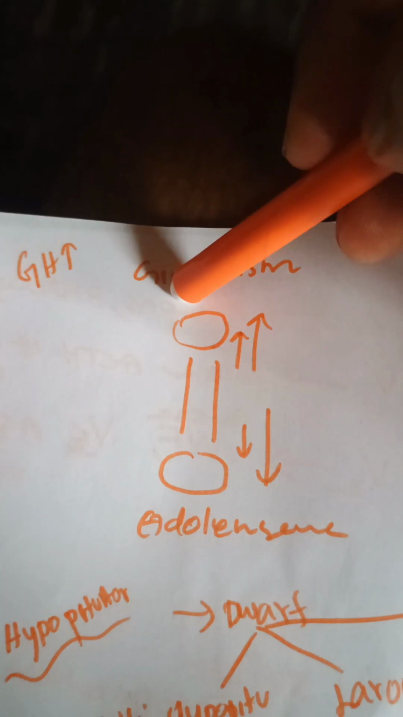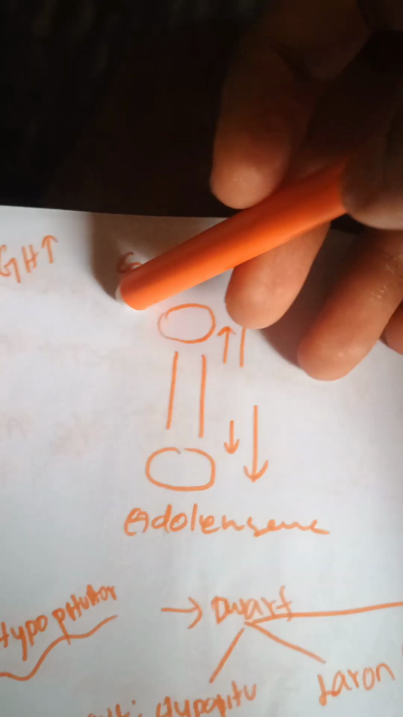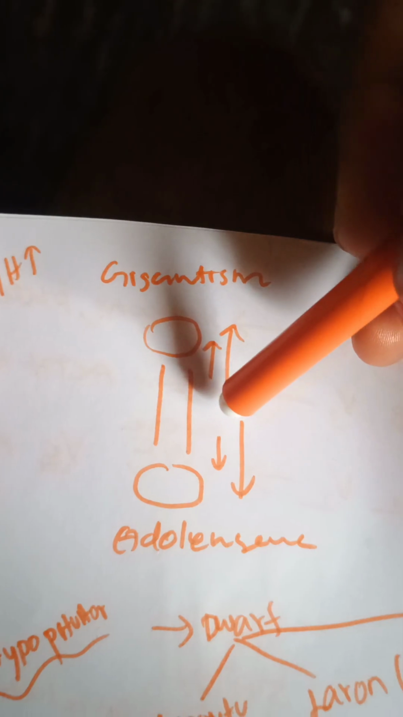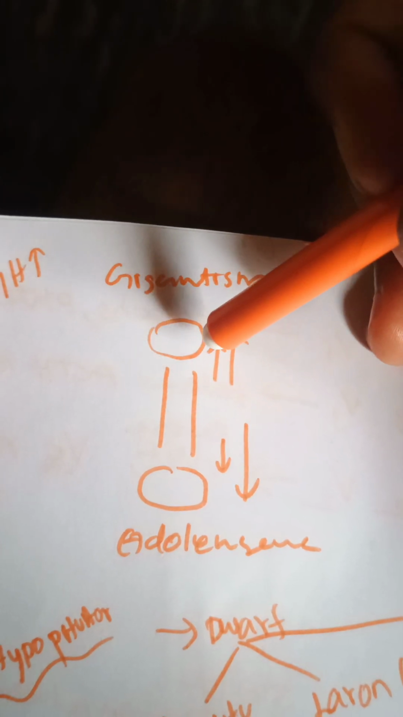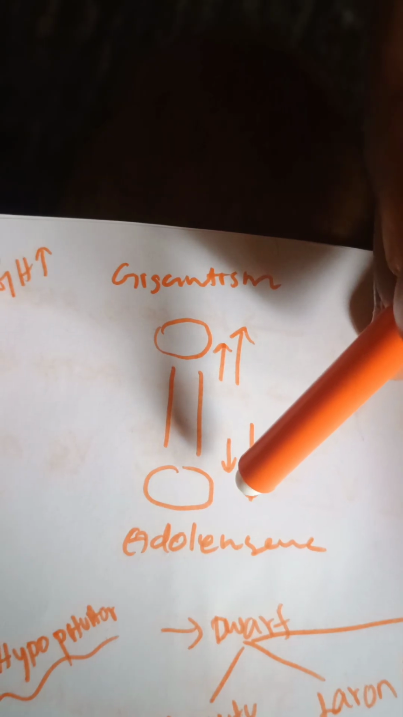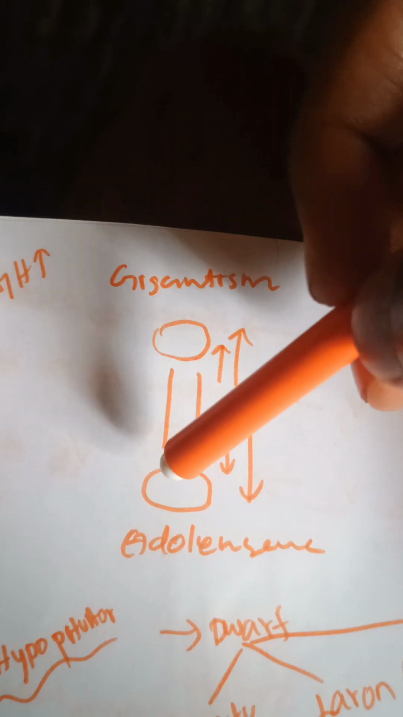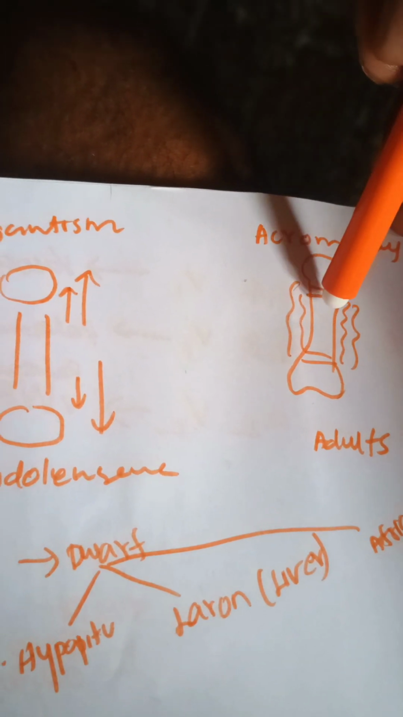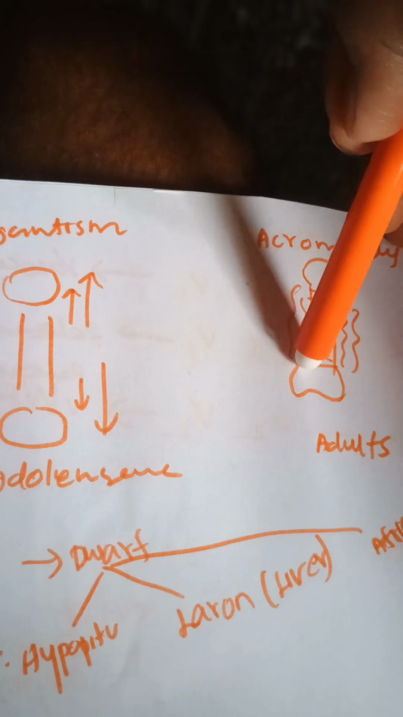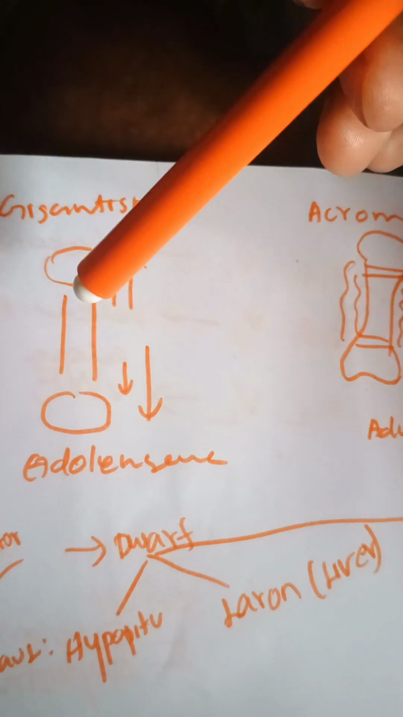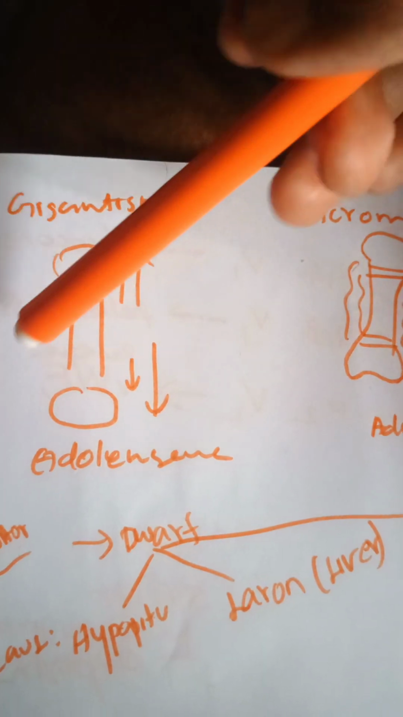What is the mechanism behind that? It is simple. It acts on the growth plate in the bone. If the growth plate is not fused, the bone growth is vertical in this condition. If the growth plate is fused with the bone, it is deposited on the lateral side of the bone. This is the difference between gigantism and acromegaly.